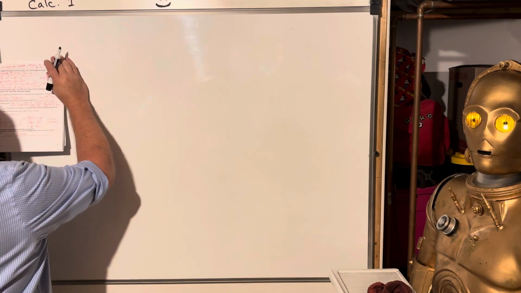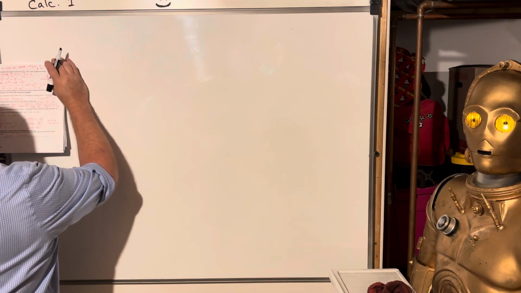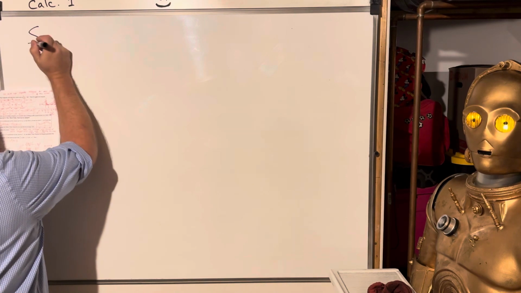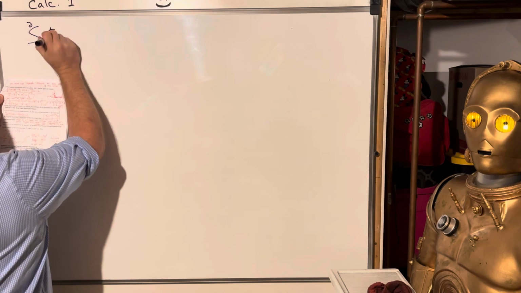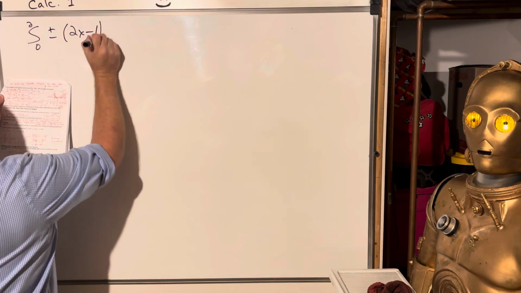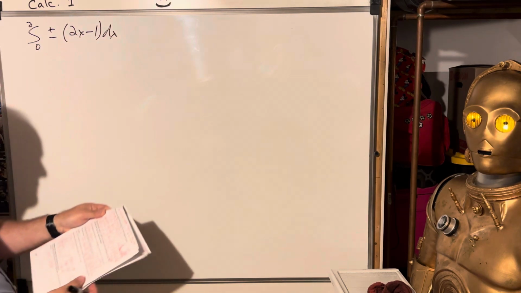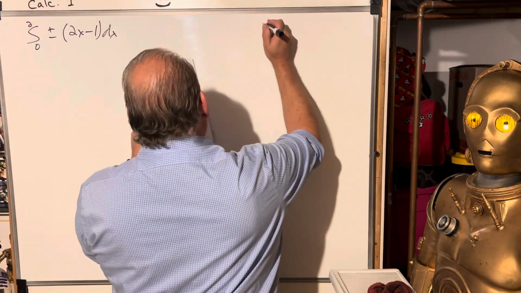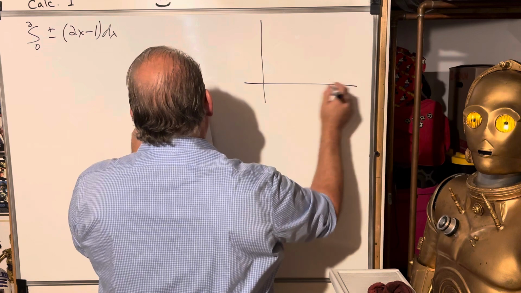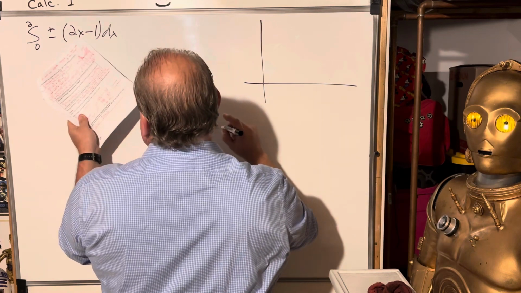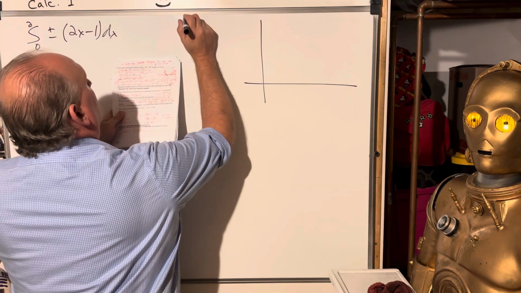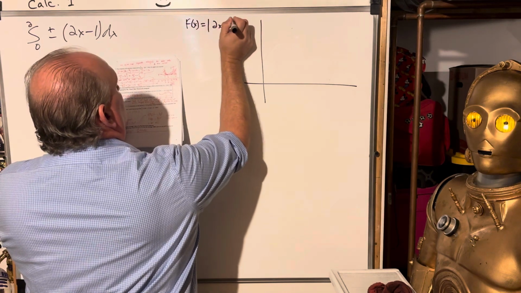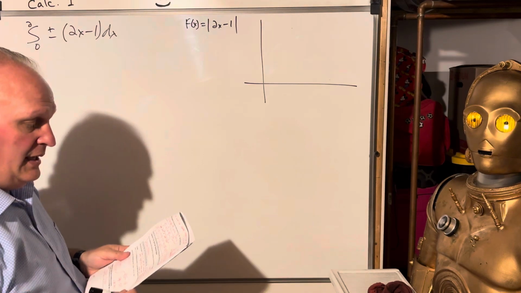So we're doing the absolute value. So that is plus or minus 2x minus 1 dx. So what does that mean? Well, if we take a look at the picture of the absolute value of this guy, let's look at f of x is equal to the absolute value of 2x minus 1. So what would that do?